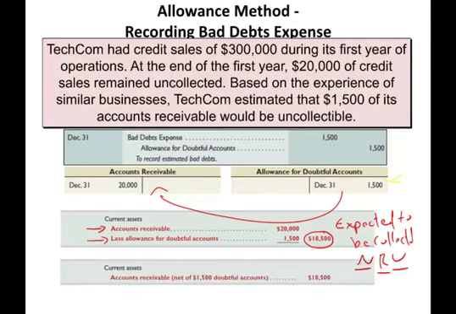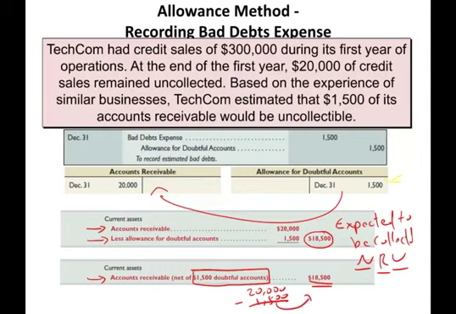Another way to show this same information, some companies do it in one line. They say account receivable net of doubtful accounts, $18,500. It means the gross is $20,000, net of $1,500, which gives you $18,500. Two ways to show this information. Okay, now we're going to keep on going.